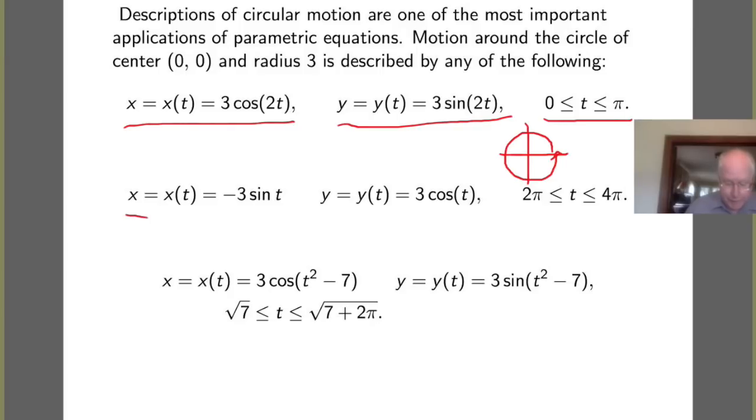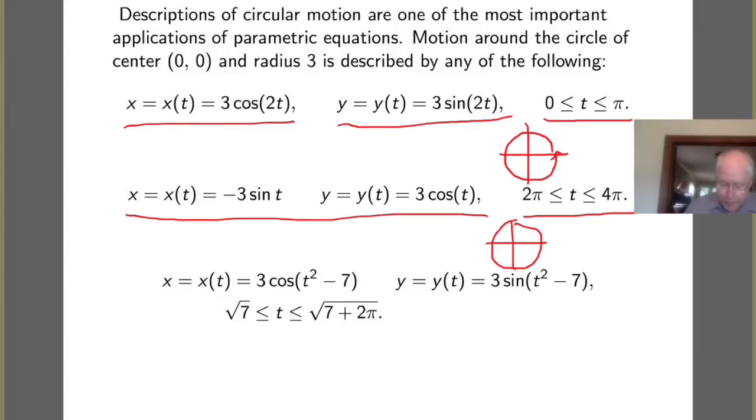Once again, in this next case, look at the x squared plus y squared sum. It turns out to be 9 again by the usual trig identity. We can let t run from 2 pi to 4 pi. We'll find this also describes counterclockwise motion around the circle of radius 3. In this case, the initial point turns out to be up here on the y-axis at the point 0, 3.